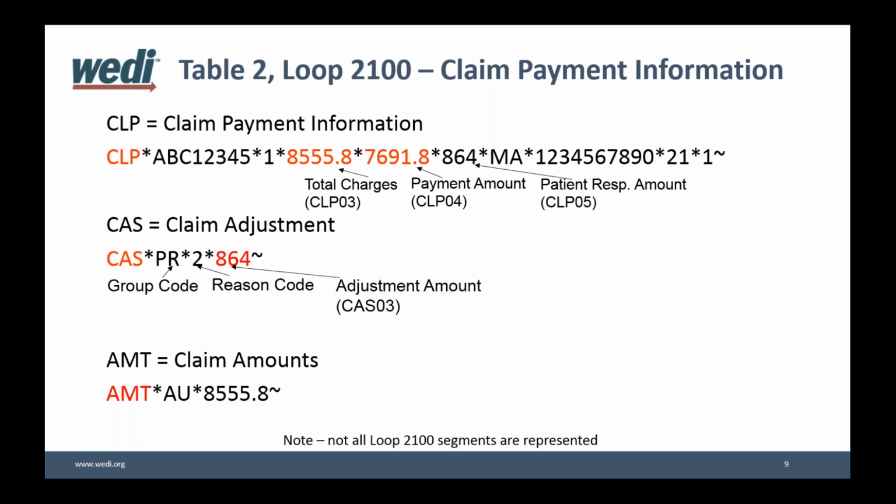Another key dollar amount in the transaction is the AMT segment. That reports the allowed amount. That is not used directly within any balancing, but it is a critical dollar amount that needs to be included. Next slide, please.